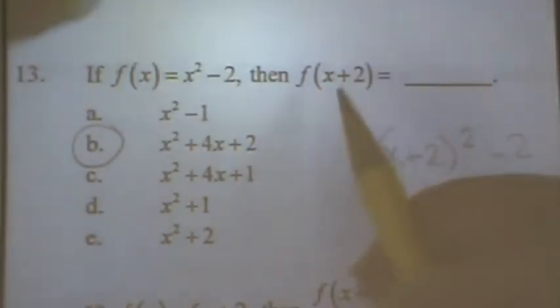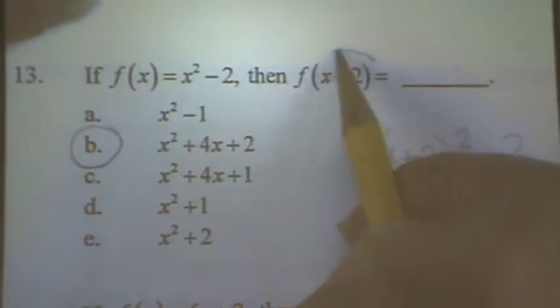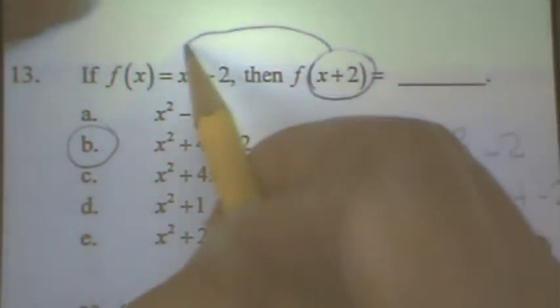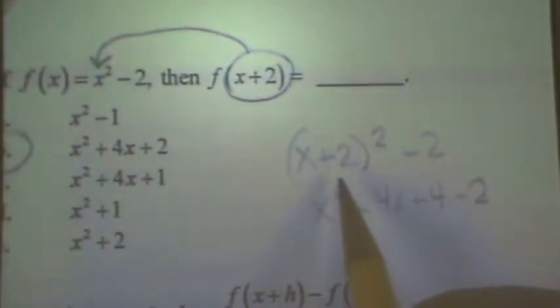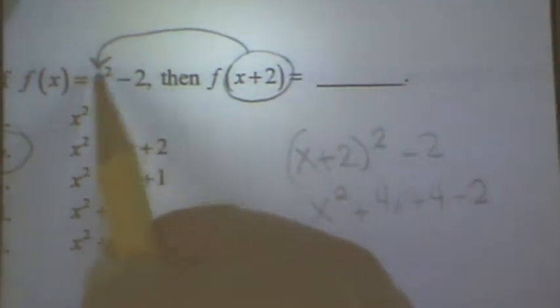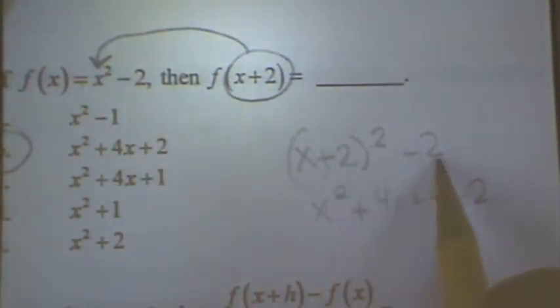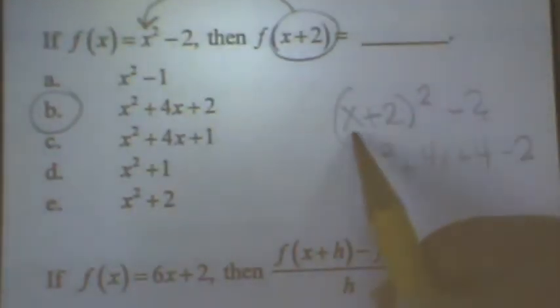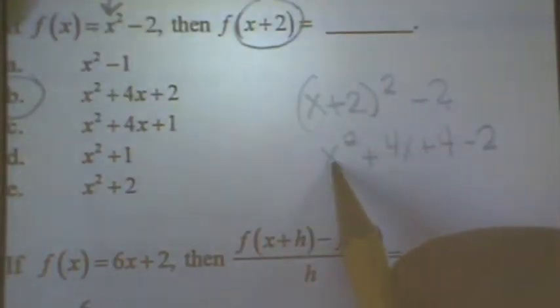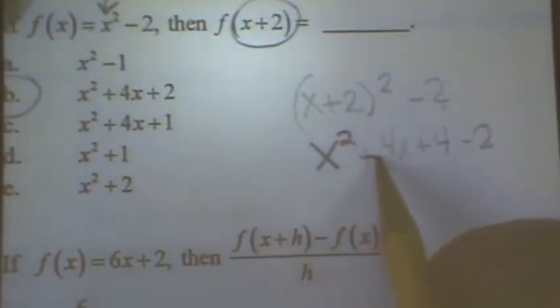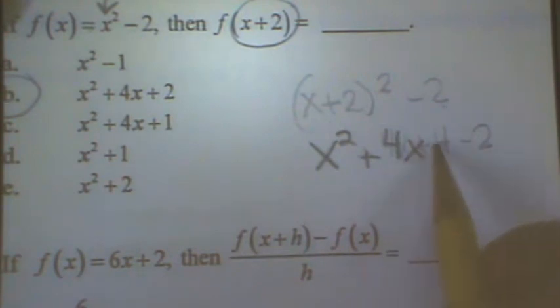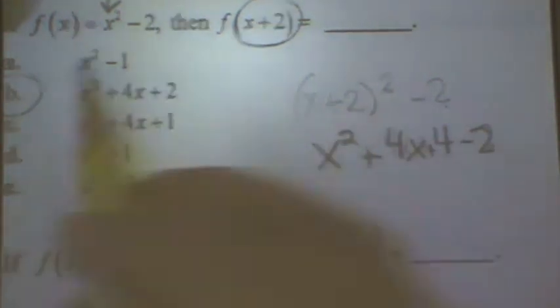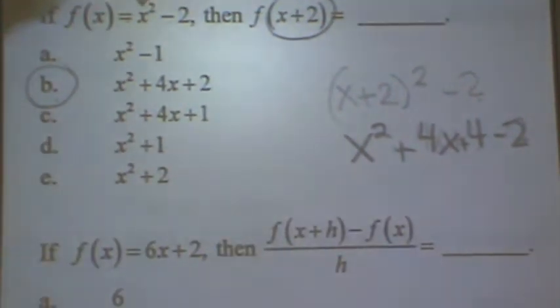I want you to find f of x plus 2. So this goes in place of x. So you're going to square x plus 2, squared, and then subtract 2. Well, you have to FOIL x plus 2. You get x squared plus 4x plus 4, and then minus 2. 4 minus 2 is 2, so B is the correct answer.